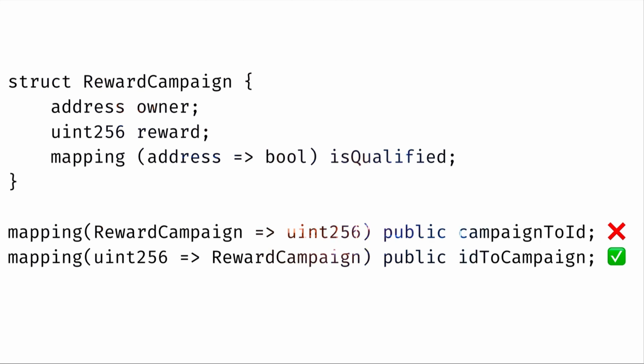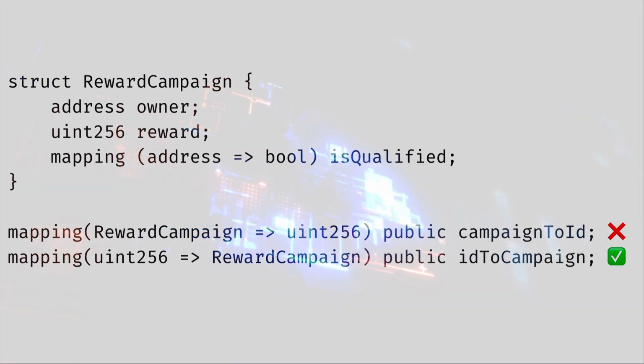And then you can, of course, have a mapping that maps to the struct type. So this you can see here. We map to the reward campaign. So ID to campaign. But at least for now, you cannot use the struct as key for the mapping as seen here. So you cannot use reward campaign maps to uint256. This is currently not supported in Solidity.